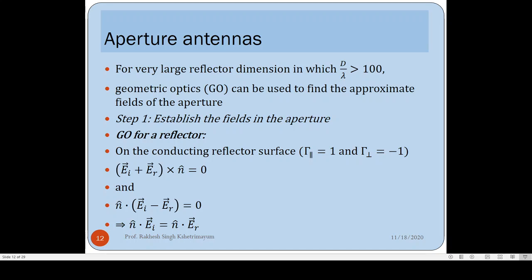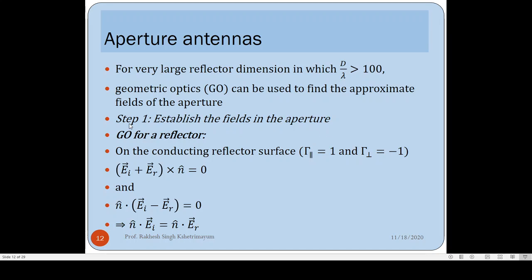So consider a dipole antenna. We usually have a lambda by 2 dipole antenna. The antenna we are considering now, you can see how much is the dimension. The diameter of this antenna is 100 times lambda, it should be greater than 100 times lambda. It's a big antenna and it has a very high gain. Sometimes it can have a gain of 1 million also. So for such a very large antenna, you can apply geometric optics, GO, to find the approximate fields of the aperture. So the first step, let us try to find the fields in the aperture.